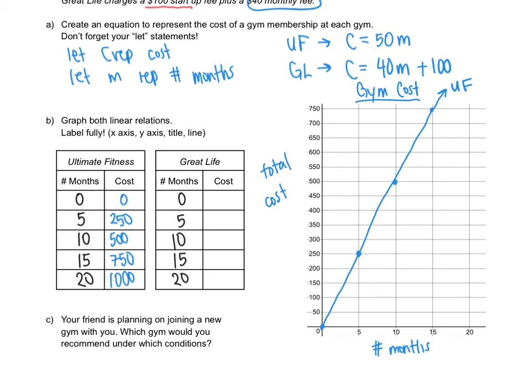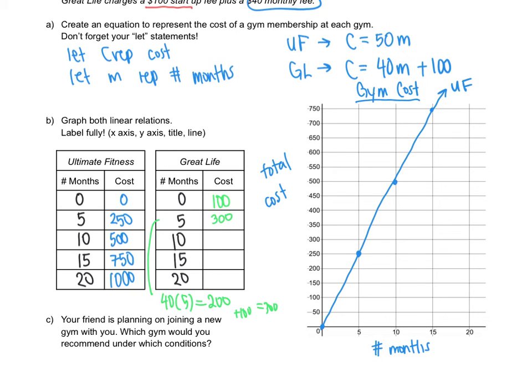So for 0 months for Great Life, you are going to spend $100 because that is your startup fee. You signed up, and even if you haven't gone at all, it's $100. After 5 months, 5 times 40 is $200 that you're paying for the monthly fees. And then we're going to add on the $100 initial fee for a $300 total. So again, $40 for each month for 5 months to get $200, and then we add on $100 to get the $300 at the end. Okay, and we can do that for the rest.